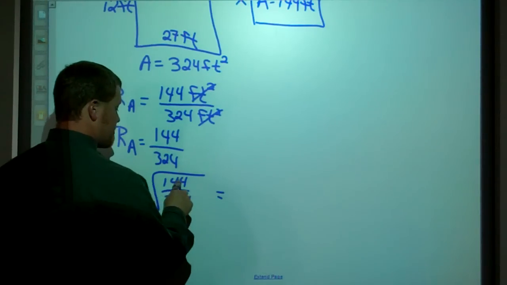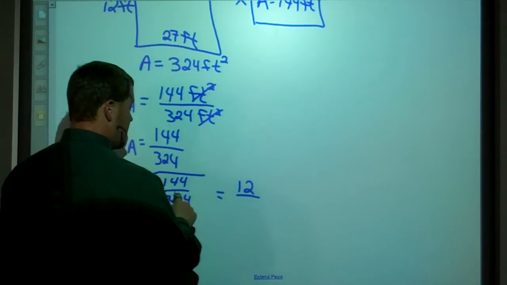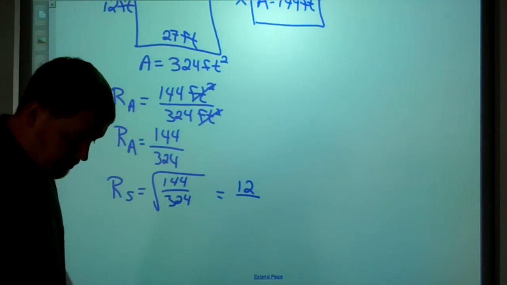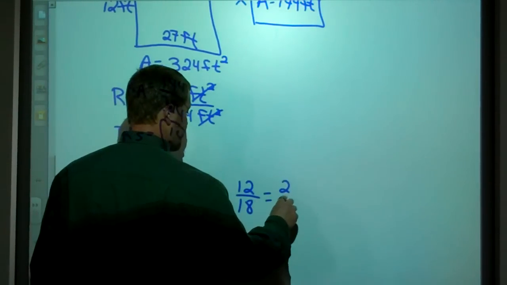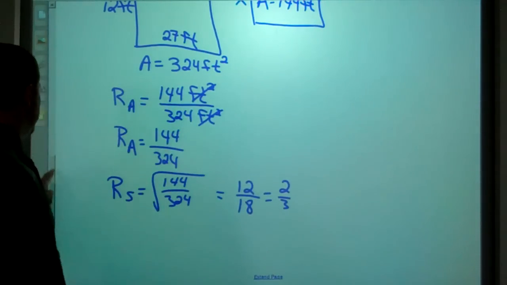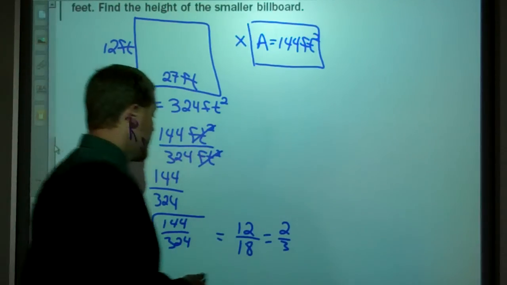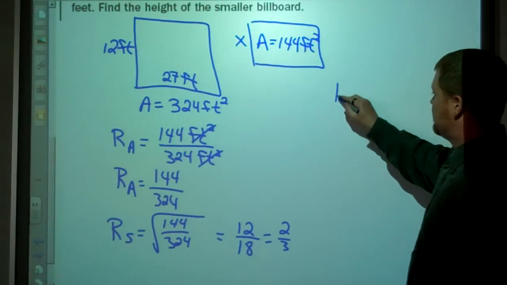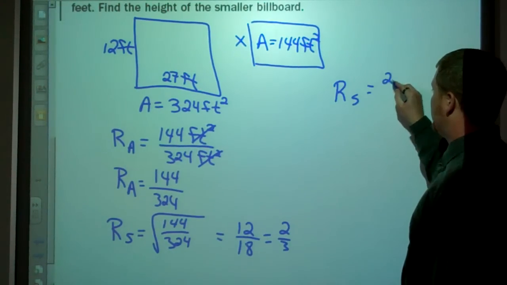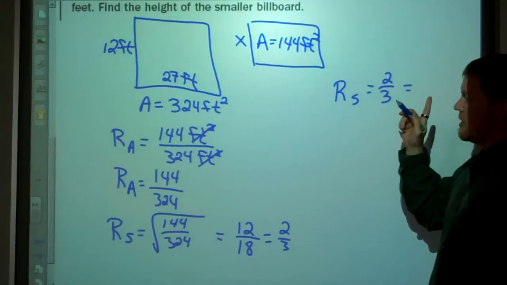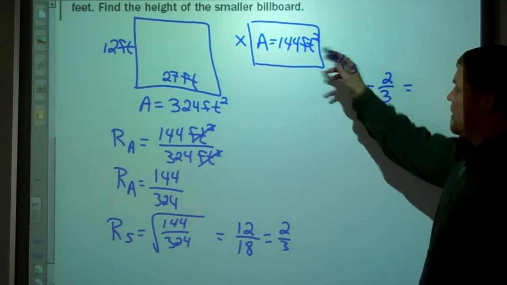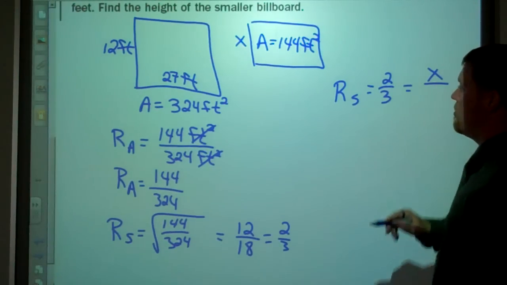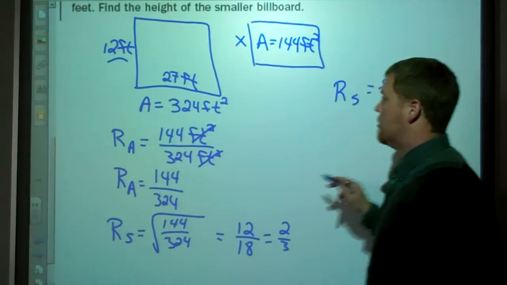And if we do that, the square root of 144 is 12. The square root of 324 is 18. Alright, and then we reduce that to 2 to 3. So we know the ratio of the sides is 2 to 3, which is equal to, and that's small billboard to large billboard, to the heights. We don't know the height of the small one, and we know the height of the large one, 12 feet.